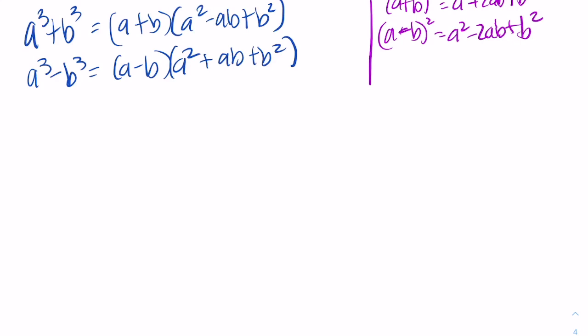We're going to look at the sum and difference of cubes. So this is our sum of cubes, and then this one is our difference of cubes. If we look to see what patterns we can find, notice we have a cubed here, but then this is just a. This is b cubed, this is just b, right?